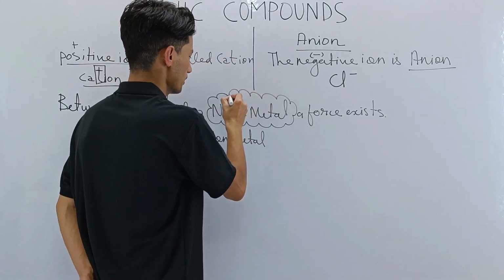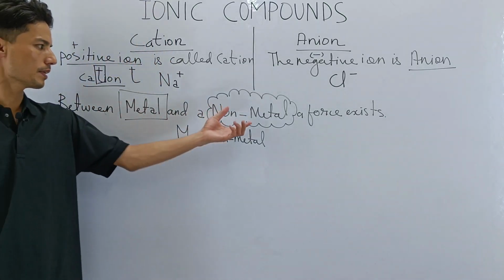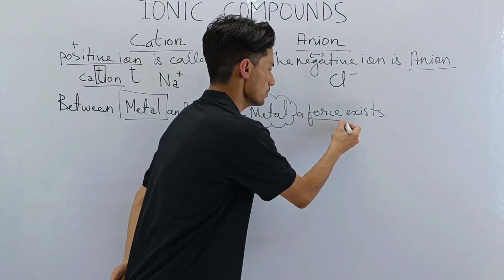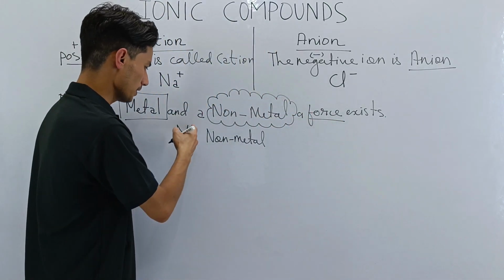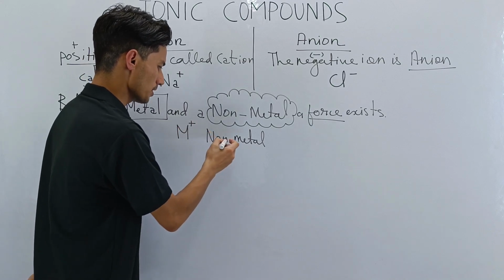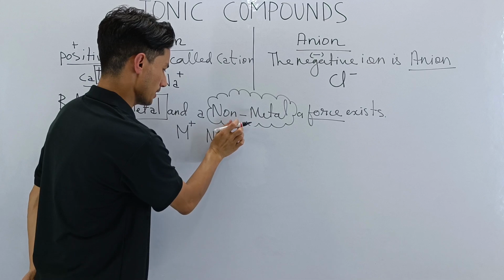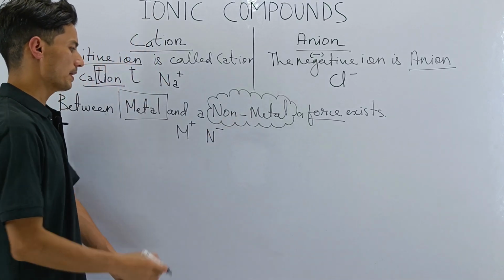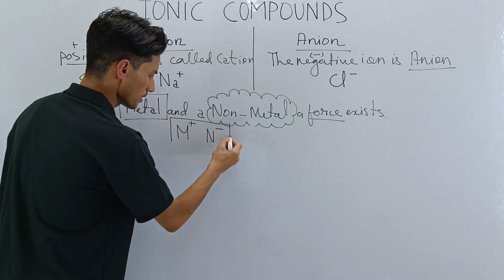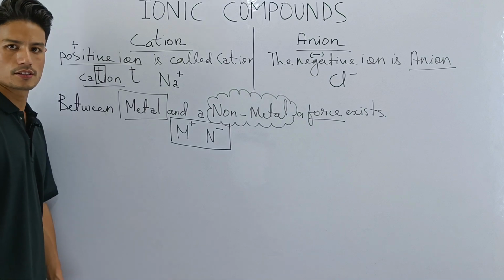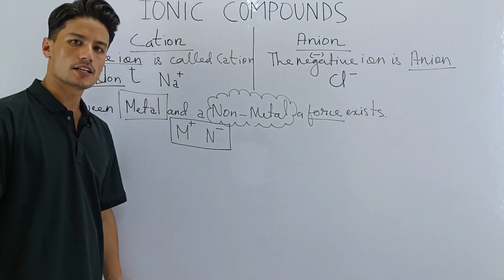Let me just decorate it. So between a metal and a non-metal, a force exists. Metal is here and non-metal is here. Let me erase this one and just write N here. So this is minus now. So there's a force here which exists between a metal and a non-metal.